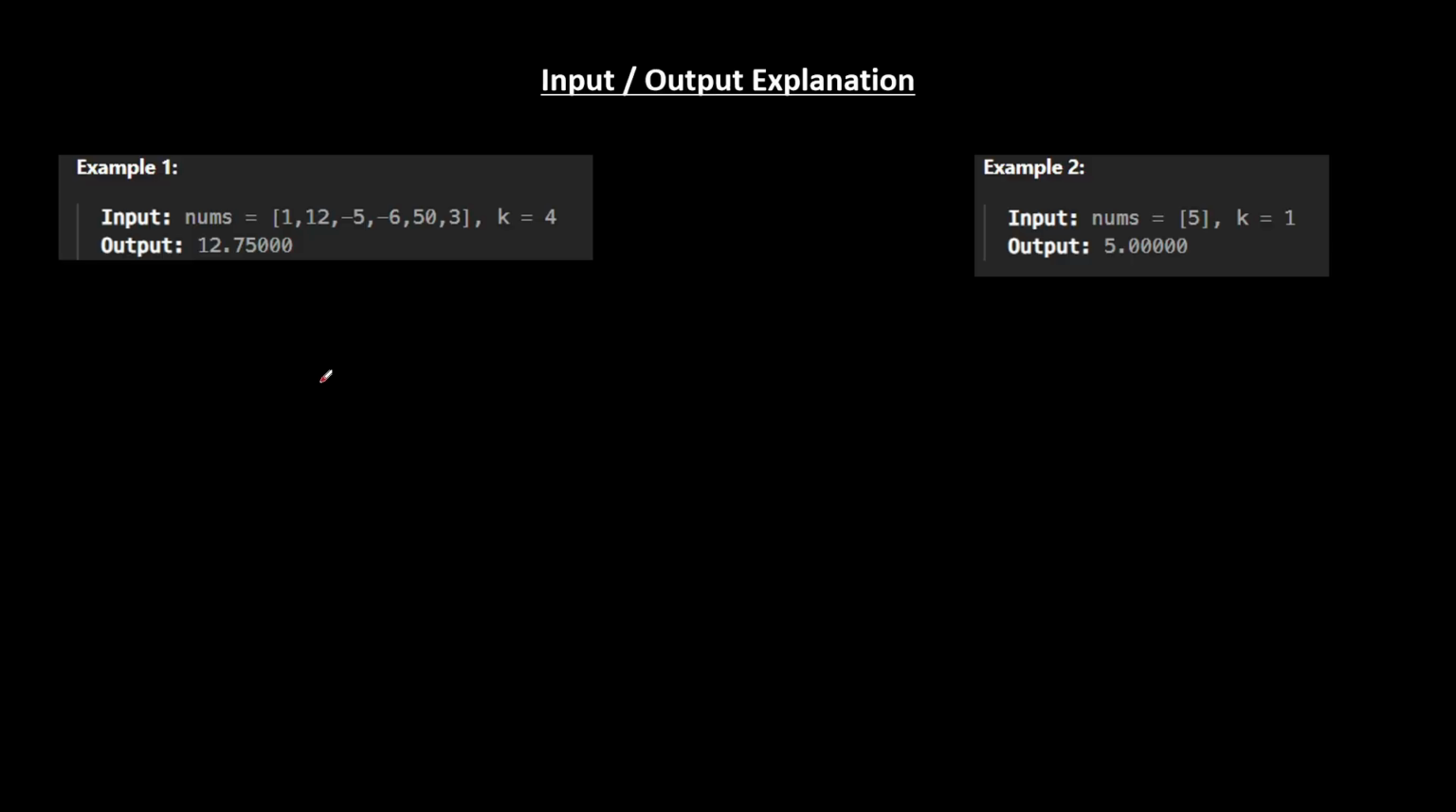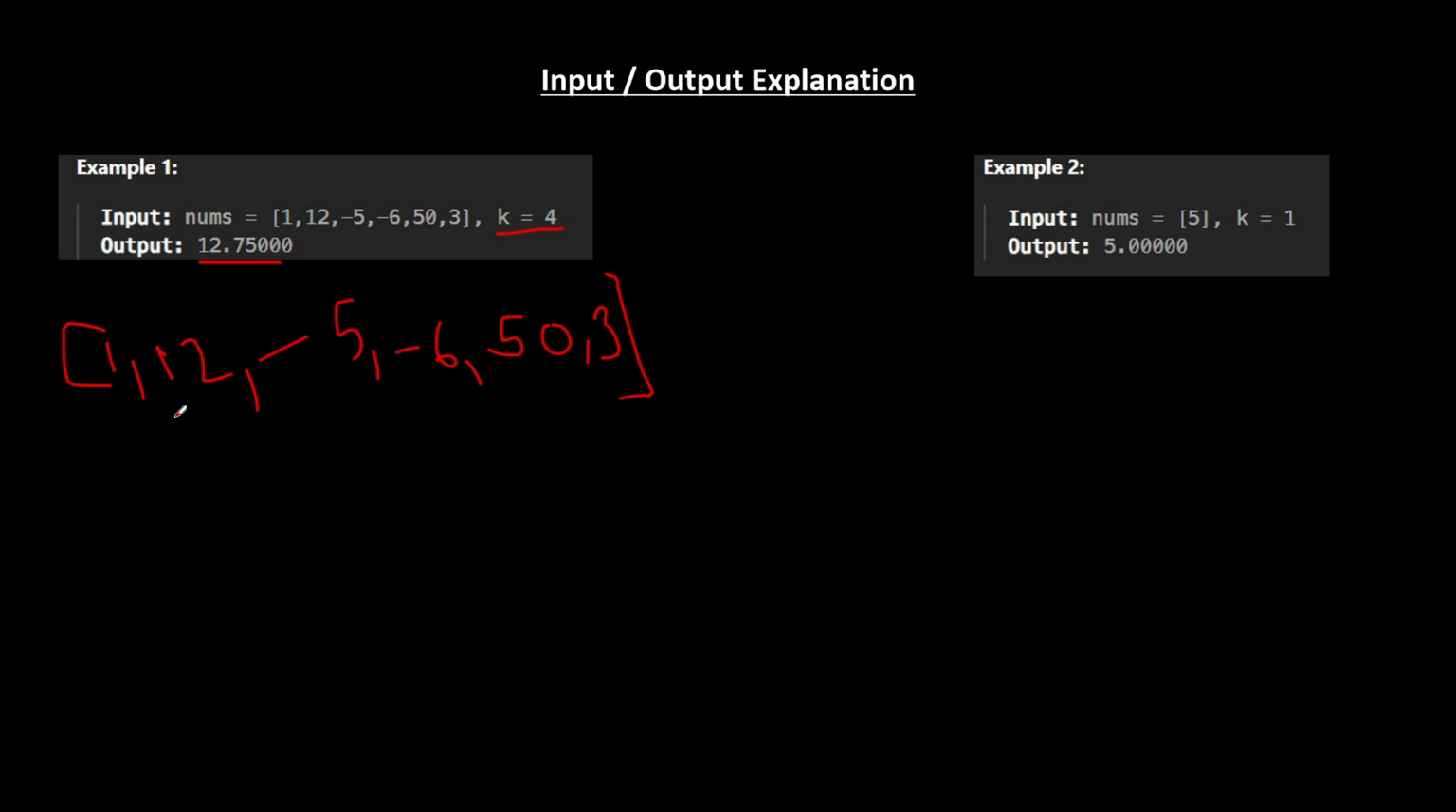Now let's understand the input and output of the problem. Given to us is 1, 12, minus 5, minus 6, 50, and 3. And the value of k is 4. Basically, k is 4 means the subarray should be of length 4. Now, the output is 12.75. This is the maximum output.